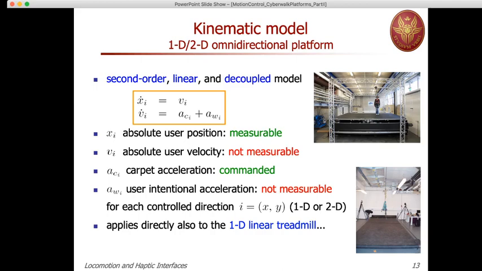The second equation is the evolution of the absolute velocity. Of course, it will evolve either because there's an intentional acceleration of the walker, or because we are commanding with an acceleration the car, in the given direction. So both contribute, we can have in fact both of them at the same time, and they will change in time the velocity, so giving an absolute acceleration to the user.